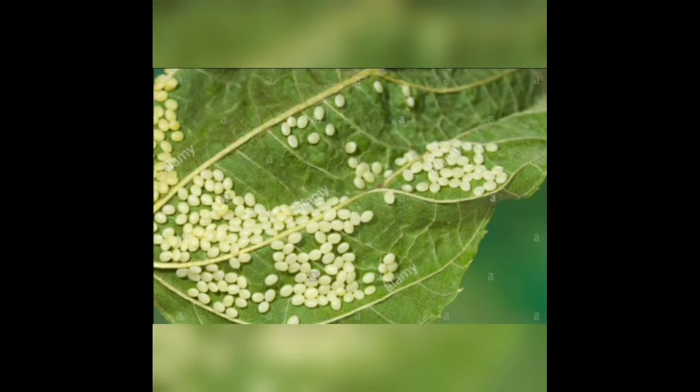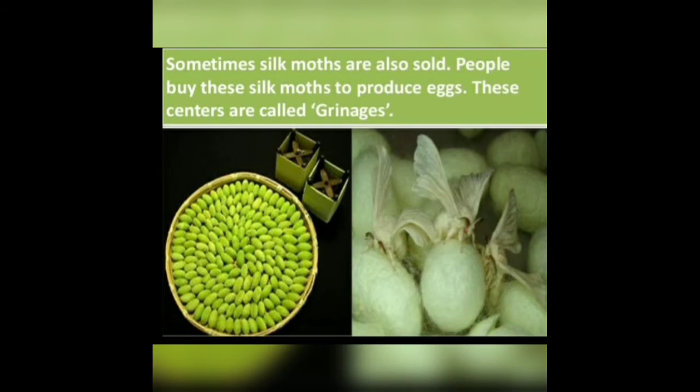At the time of laying eggs, the persons who grow these moths arrange white cloth pieces. Moths lay hundreds of eggs. A female moth lays around 500 eggs in one go and dies. The eggs are small in size. These eggs hatch in special chambers, usually on beds of chopped mulberry leaves, to get small worms. The silk moths are sold. The centers where the silk moths are sold are called grenages.